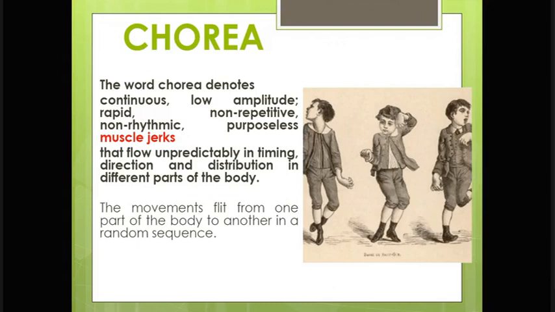The word chorea denotes continuous, low amplitude, rapid, non-repetitive, non-rhythmic movement. So it's extremely not similar to tremor. Purposeless muscle jerks that are unpredictable in timing, direction, and distribution in different parts of the body. The movement flits from one part of the body to another in random sequence.